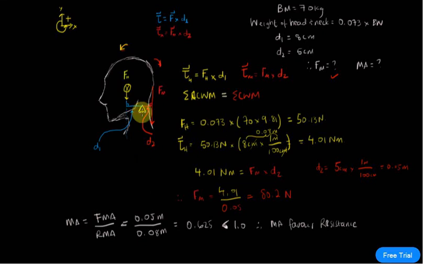We can see that the weight of the head was only 50.13 newtons, but my muscle had to produce 80.2 newtons in order to keep the system in equilibrium, right? So the mechanical advantage is definitely in favor of the resistance. Alright, so that's how you solve part 1. I'll leave it there for now, and I'll see you guys in part 2.